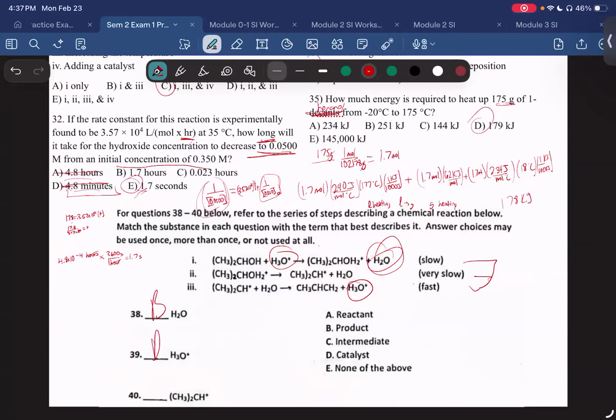All right, and then we see here this molecule, CH3, this is an intermediate. It's getting produced and then used again. So that's why it's C.